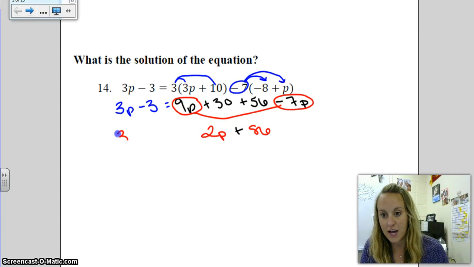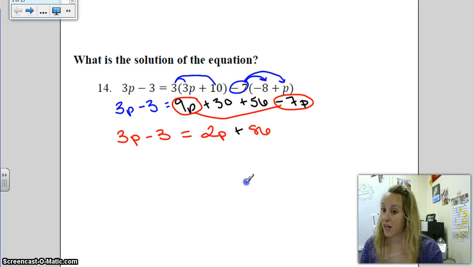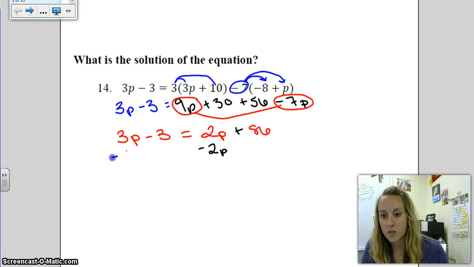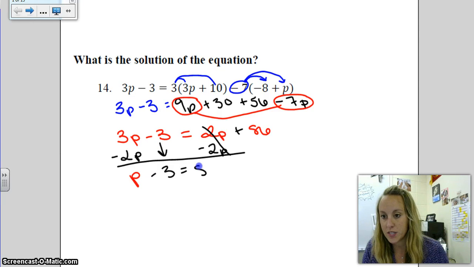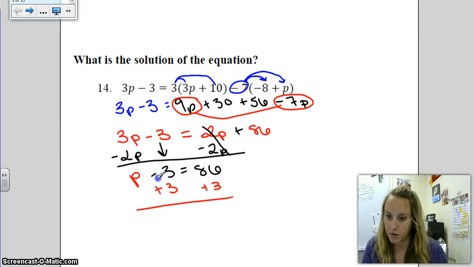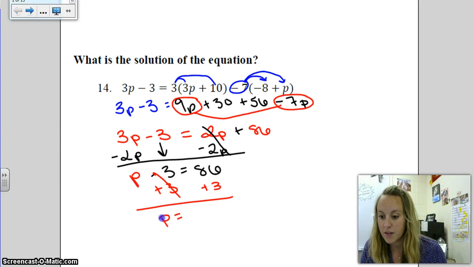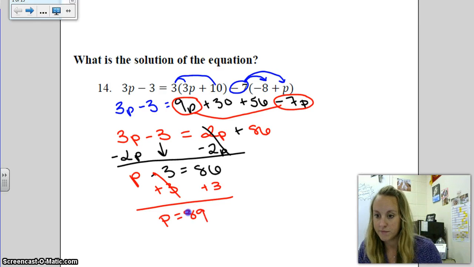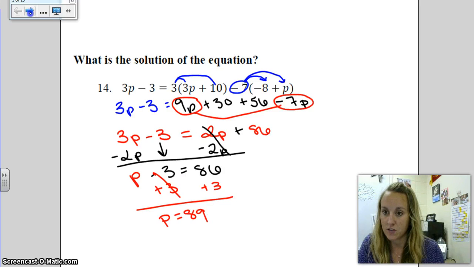Then bring everything else down, so 3p minus 3 is equal to this. Then this is just a two-step equation here. I guess it's a multi-step. So you subtract the 2p from both sides. 3p minus 2p is 1p, or just p. Bring down the -3, and that equals 86. Then you add the 3. Keep it going. P equals 89. All right. And again, guys, you can always plug this in and check that answer.